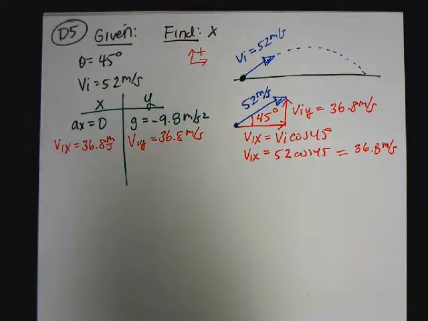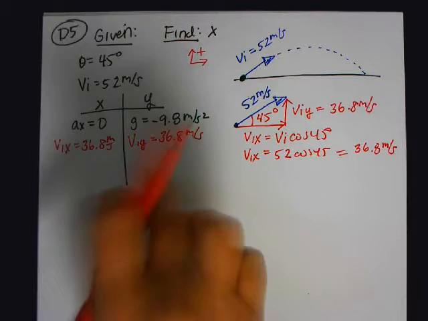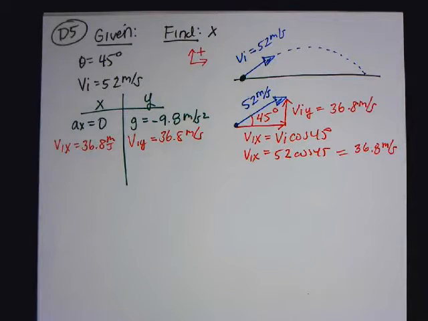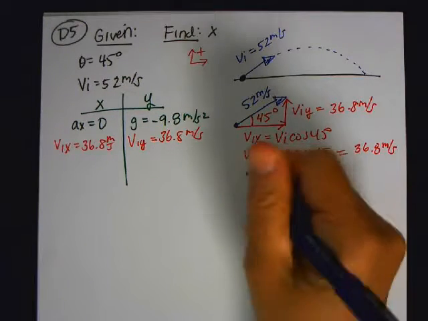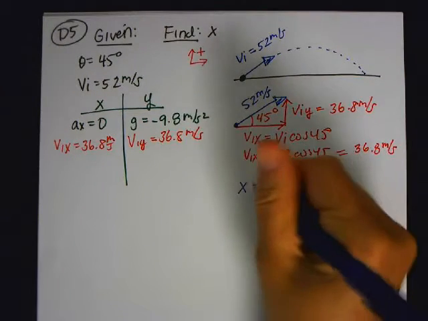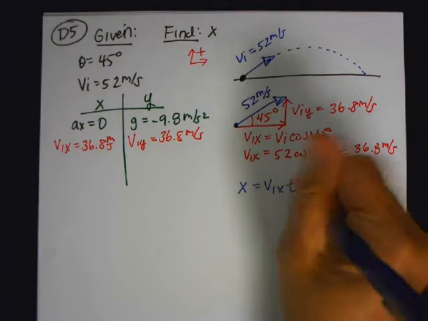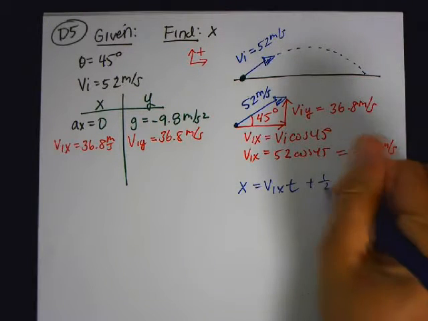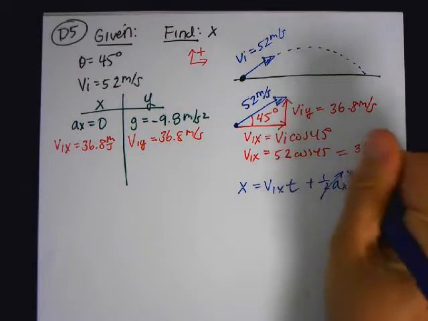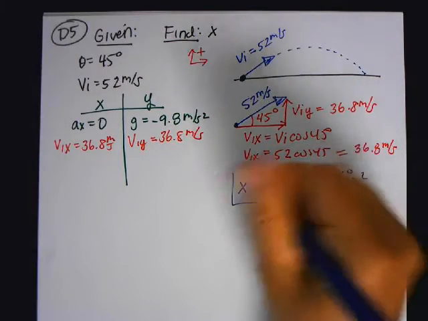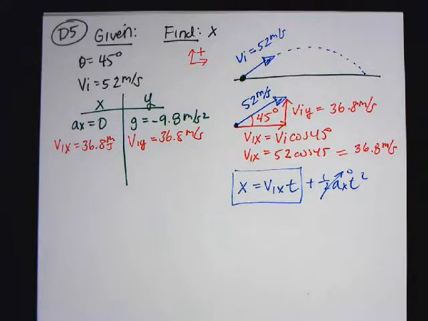Now, what do we do next? We know we want to find x. So the problem is that we always know we need to have three things on one side. Let's say you have no idea what to do. When you don't know what to do, you go to the end. So I want to find x. So I know x is equal to VIXT. And if you remember before, the 1/2 AXT squared is always 0. So this is our equation. So when you don't know what to do, you go to the end.